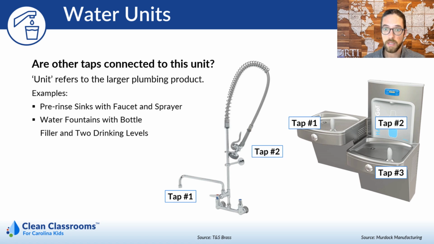If you're filling out information for this pre-rinse faucet, tap 1, in the request form, you would indicate that there is another tap connected to the unit and then select the tap name for the sprayer, tap 2 in the photo. As another example, the water fountain shown on this slide has 3 connected taps. So if any one of these 3 had an exceedance above 10 parts per billion, you would indicate, yes, there is another tap connected to the unit and then select the tap names. If any of the taps at a single unit has an exceedance, then the entire unit will be replaced.